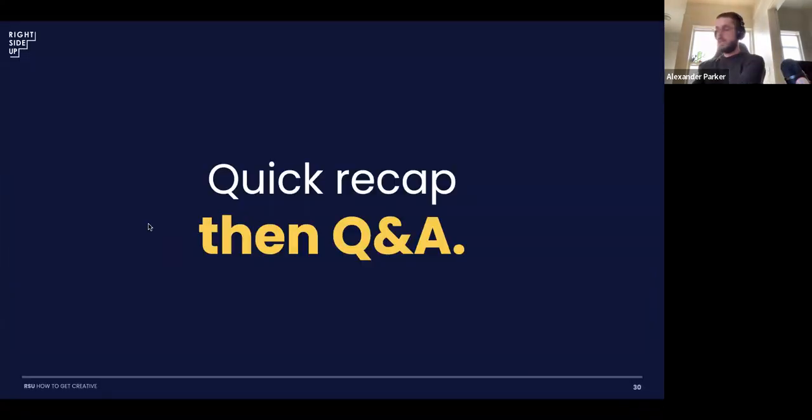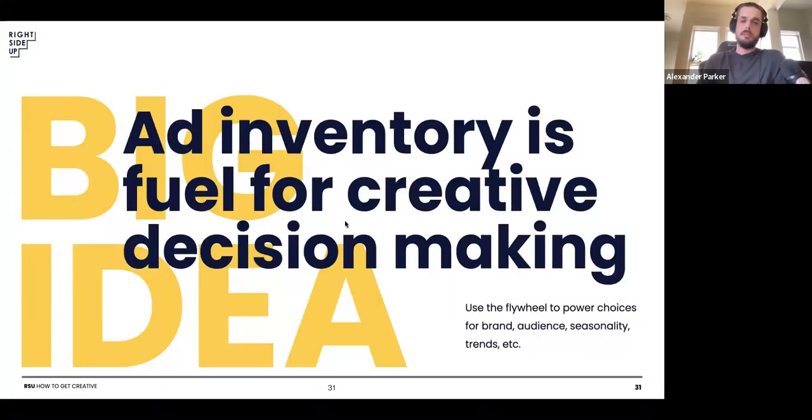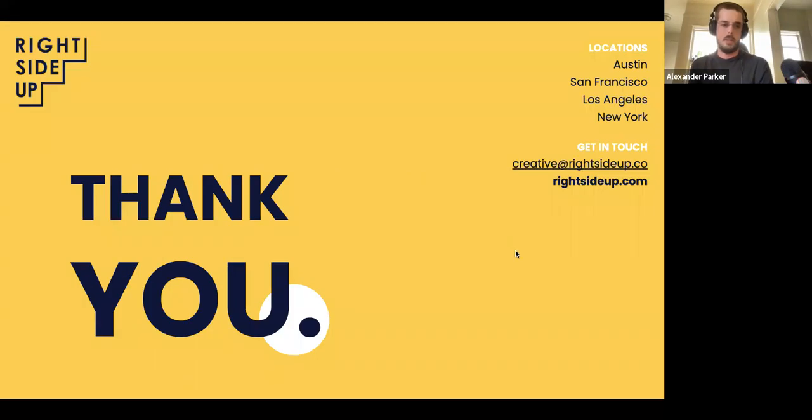So that's basically it. I would love to answer some questions. I'll do a quick recap first, and I hope this was really informative. My main takeaway that I'd like you to get from this presentation is that ad inventory is fuel for creative decision-making. It's a flywheel to power choices for brand, for audience, for seasonality, for trends, and you should think ahead and make as many ads as you can before you need them to test all of those things that you would like to test. So with that, I'll open up the floor for questions, and we can chat about everything I just went over.